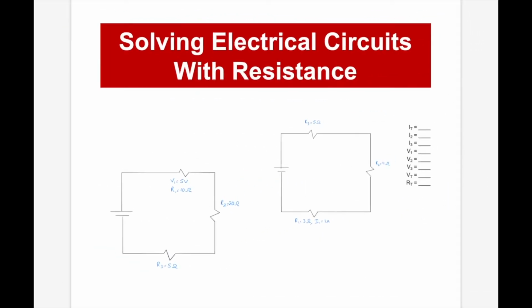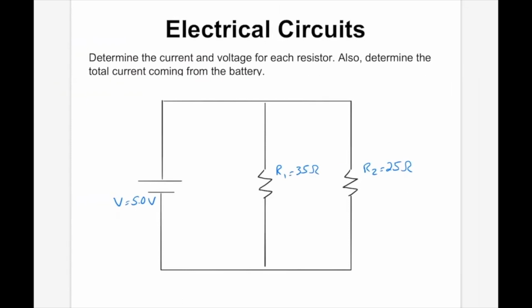Solving electrical circuits with resistance. So for each of these circuits, you need to come up with a plan and then use that plan to solve for the unknowns in the question. So in question 1, determine the current and voltage for each resistor.